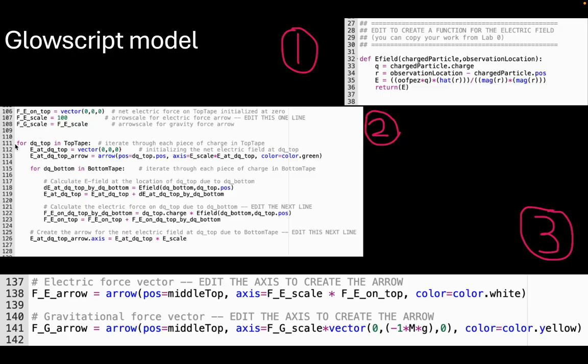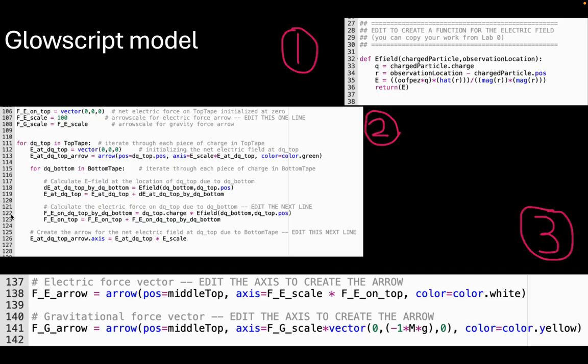So line 111, we start an outer loop. We grab one discrete piece of the top tape to act as our observation location. Now, these two lines, 112 and 113, we initialize the electric field at the specific location to 0 and set up a green arrow to visualize later. Now line 115, we start the inner loop while holding that one piece of top tape. We iterate through every single piece of the bottom tape. Okay, lines 118 and 119. For each bottom piece, we use the E field function to calculate the tiny electric field it creates, and we add it to a running total for the top location.